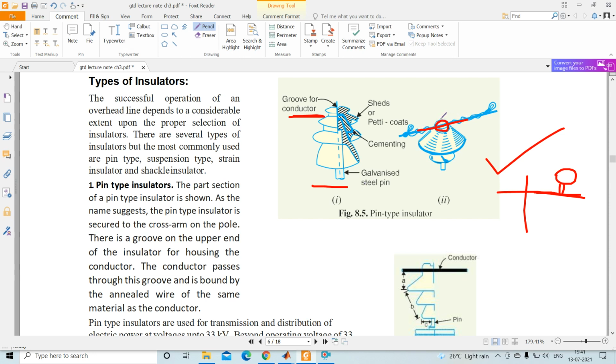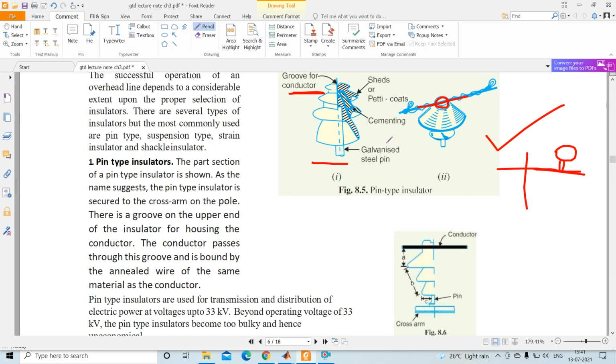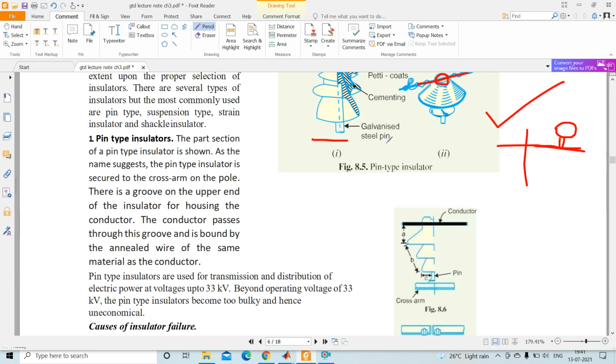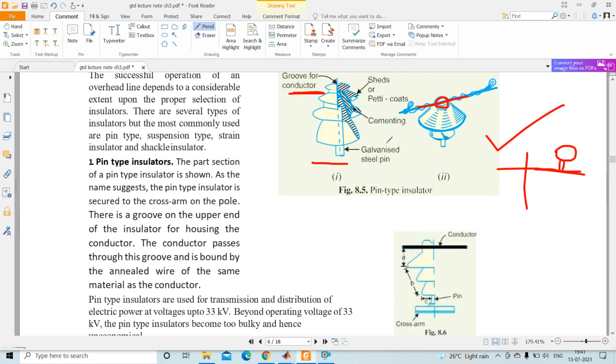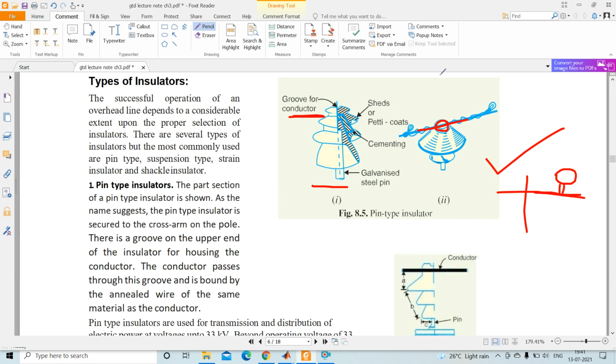So the material surrounded in this groove is similar to the conductor material. Pin type insulators are used for transmission and distribution of electrical power at voltages up to 33 kV. Beyond 33 kV, the pin type insulator becomes too bulky and hence uneconomical. That's why this type of insulator is used only up to 33 kV.